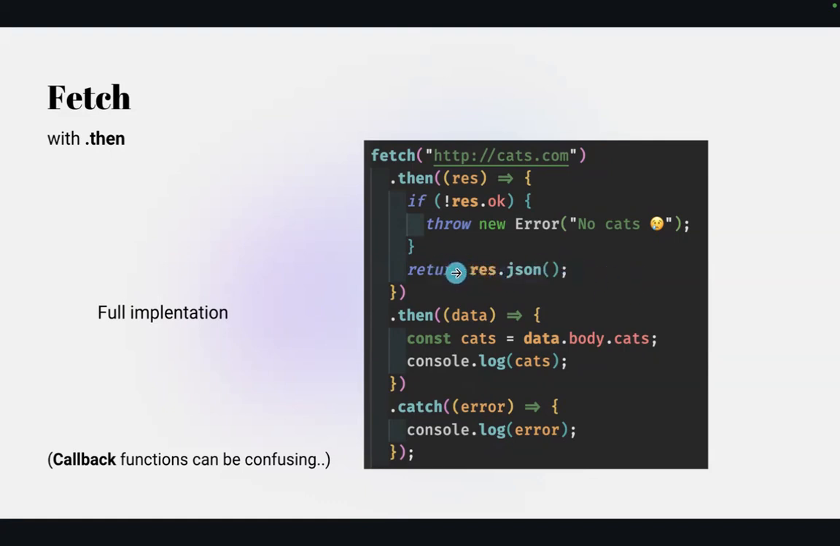So you're always going to call response.json to turn the response into JavaScript that you can use. Then you have another dot then. And that's where we have the data. So the data will be what we actually get returned from the server.